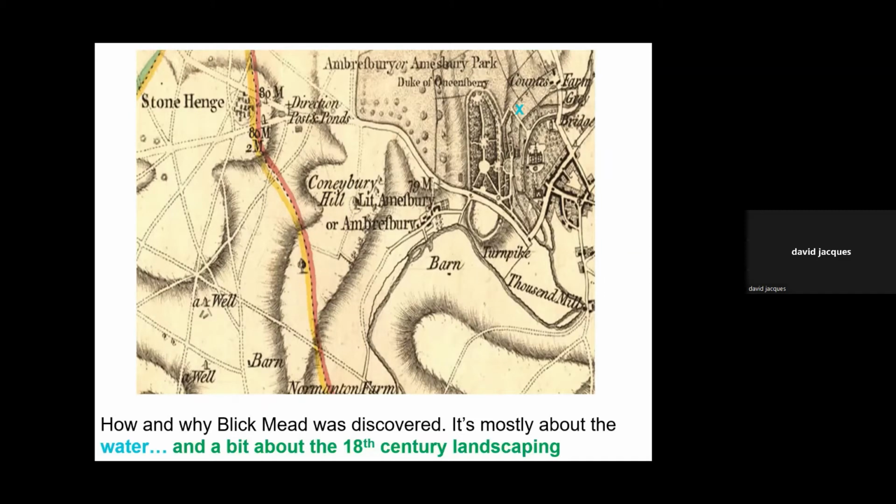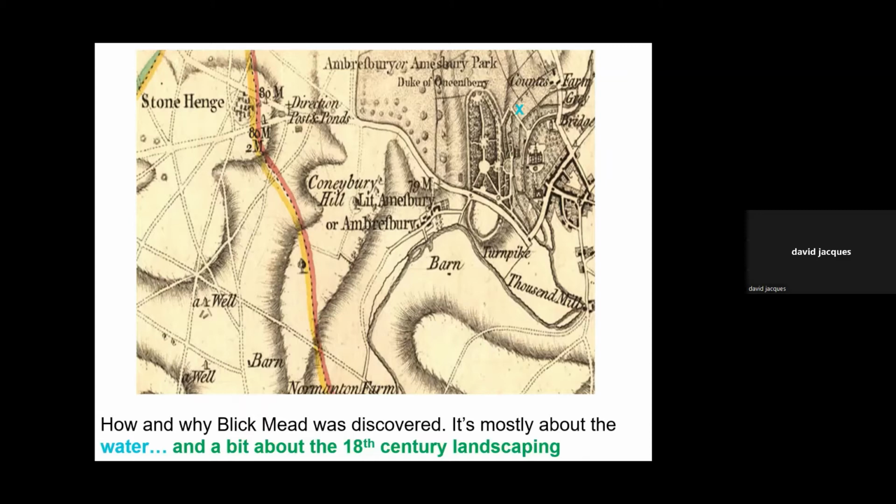Now, one of the answers to that is that originally Blick Mead, when I say originally, in the 18th century, at the time of this illustration, was part of an aristocratic landscape garden. And this landscaping has frankly hoodwinked British archaeologists for those 200 years, because people have just assumed that the landscaping that the aristocrats put in destroyed any underlying archaeology in the area.